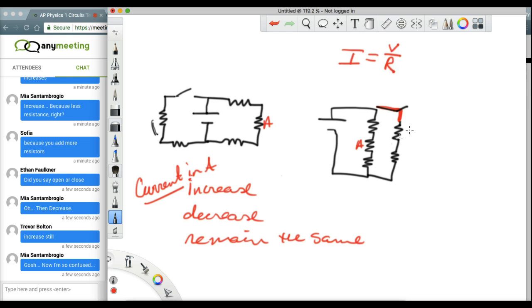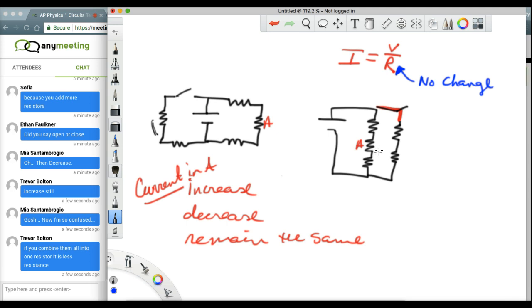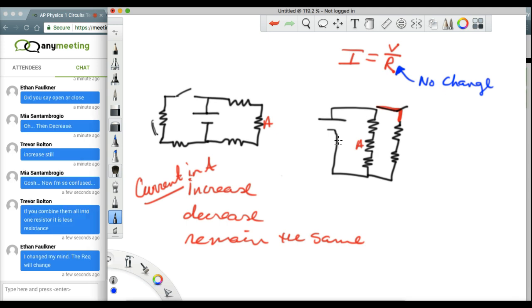Now, all of these resistors have the same ohms. By closing the switch, will that change the resistance of resistor A? No, of course not, because that's determined by the material, the length, everything. Now let's look at the voltage. Since resistance isn't going to change, the current's going to depend on whatever the voltage does.